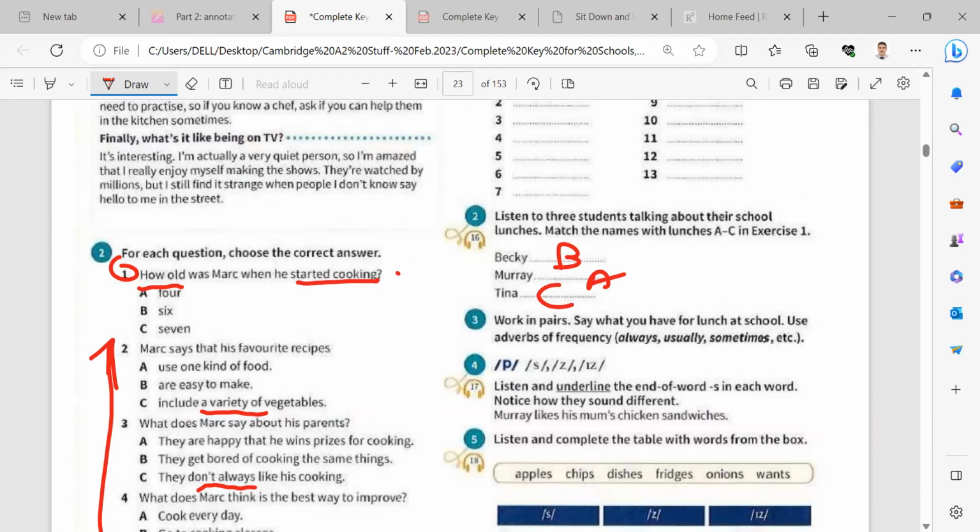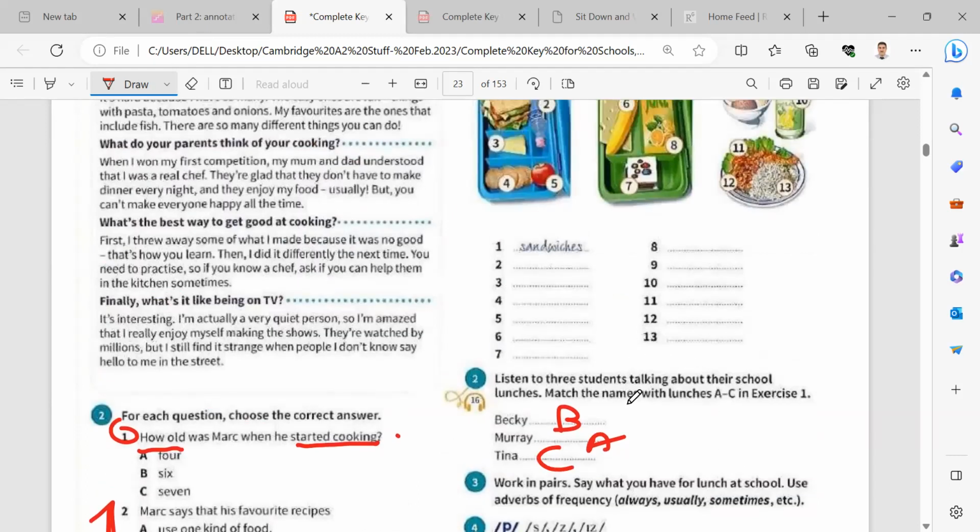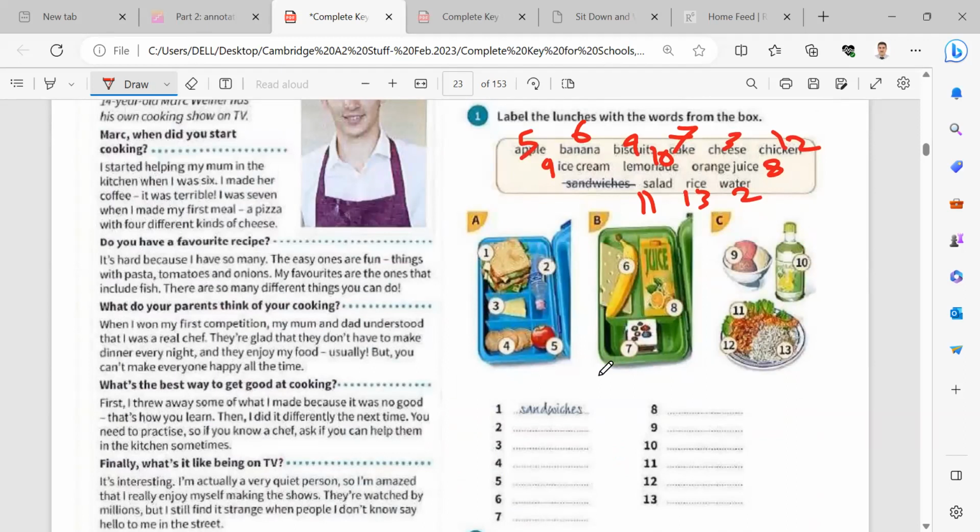Teacher, I have a question. Sure, go ahead. Becky, in the listening, she said she has a sandwich. In the picture, there is no sandwich. Yes, you are right. She mentioned a banana and juice, and sometimes she has cake. But it's okay. Most of the things she mentioned are here. Cheese may be here. They mean a cheese sandwich.